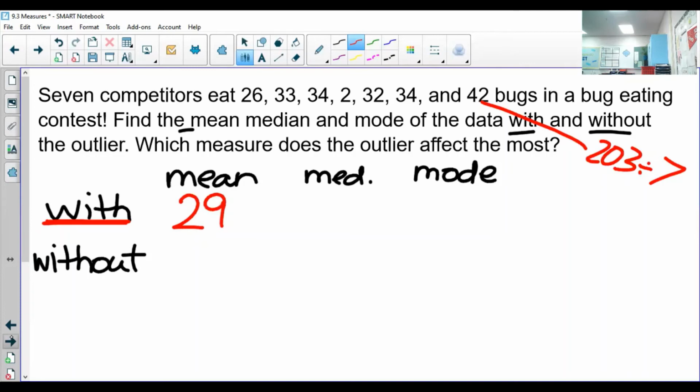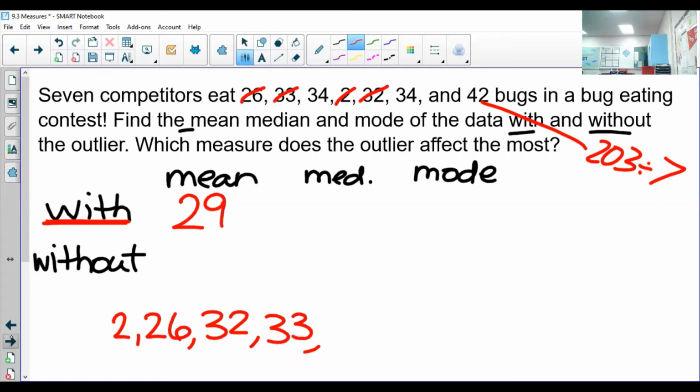Okay, the next thing we need to find is the median. And in order to find a median, we have to list the numbers from smallest to biggest. Okay, so my smallest number is 2. And then my next smallest number is 26. And what do I got? 32, 33. Then, oh, there's two 34s. So I'm going to write 34 2 times. And then my biggest one is 42.